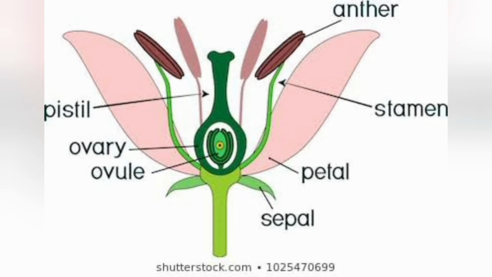Stamen is the male reproductive part. It produces pollen grains and they are yellowish in color. And the pistil is present in the center of the flower and that is referred to as the female reproductive part. It is made up of three parts. The swollen bottom part is the ovary, the middle elongated part is the style, and the terminal part, which may be sticky, is the stigma.